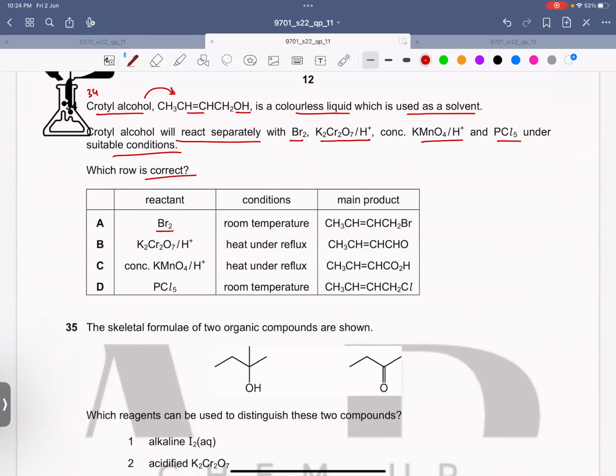So if we use bromine with temperature conditions, but this is wrong. The main product would be CH3CHBrCHBrCH2OH. The double bond is going to be broken and the bromines are going to attach to the carbons which had the double bond earlier. So A is incorrect.